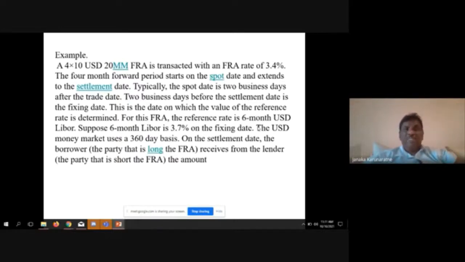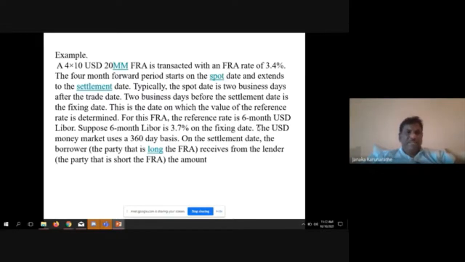The 4-month forward period starts on the spot date and extends to the settlement date. Typically the spot date is 2 business days from the trade date. 2 business days before the settlement date is the fixing date. This is the date on which the value of the reference rate is determined. For this particular FRA, the reference rate is 6 months US dollar LIBOR. Suppose that 6 months LIBOR is 3.7% on the fixing date.